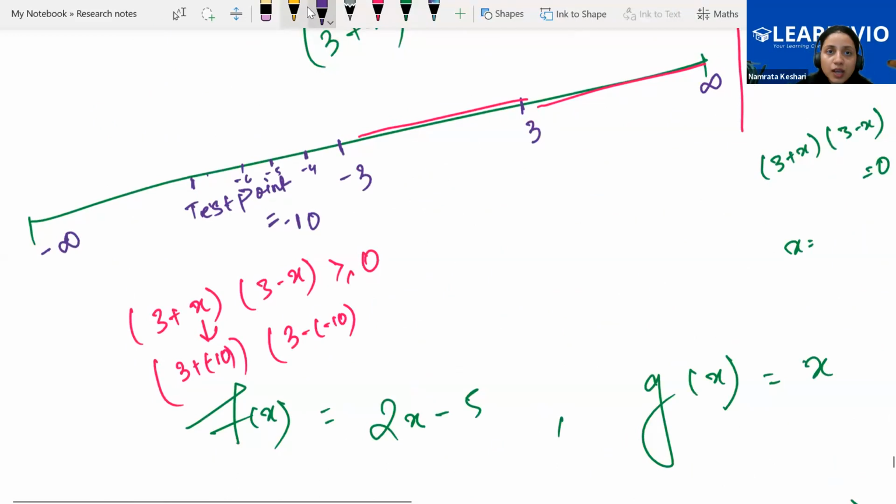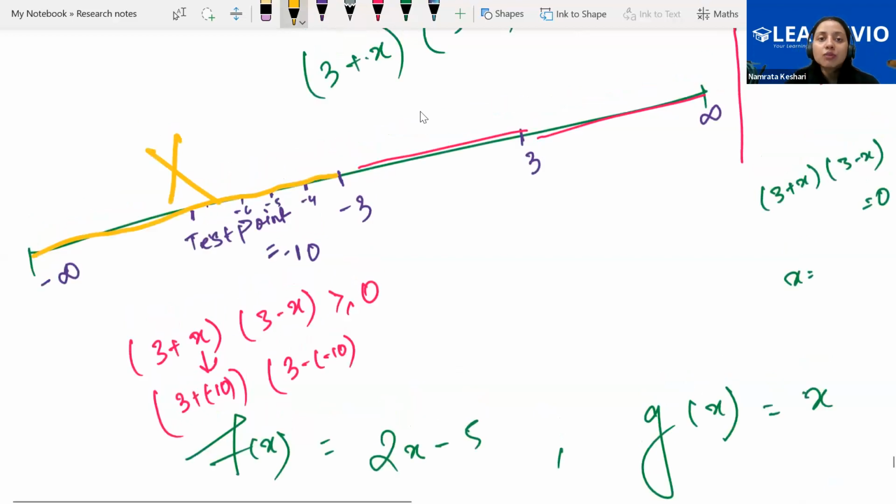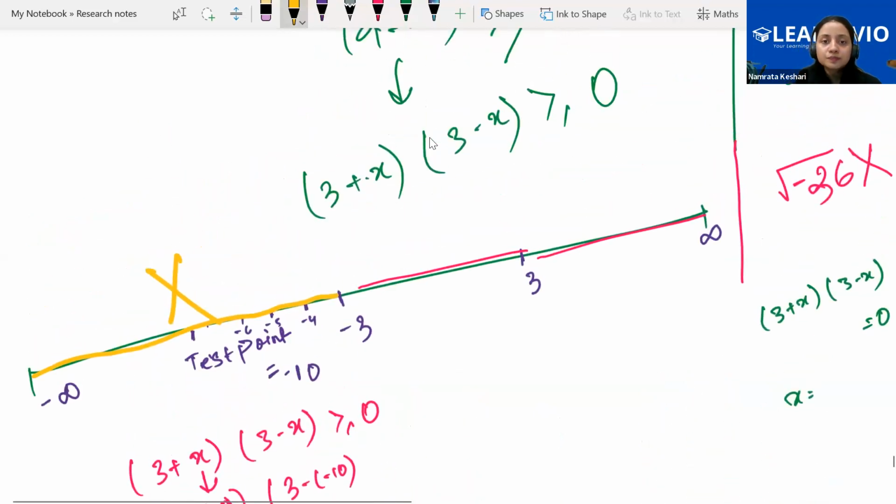The interval between minus infinity and minus 3, we cannot take that interval. Every time we will be analyzing our domain like that only. This interval is not acceptable. Check the other interval, minus 3 to 3. Take one test point and check whether your inequality is true or false.